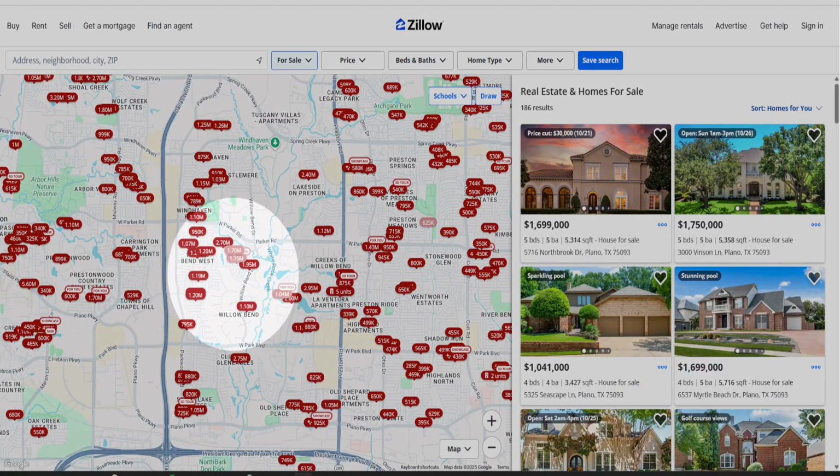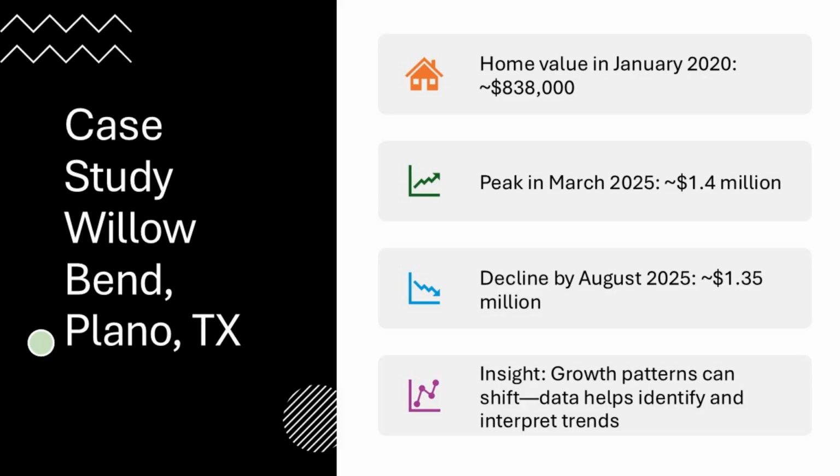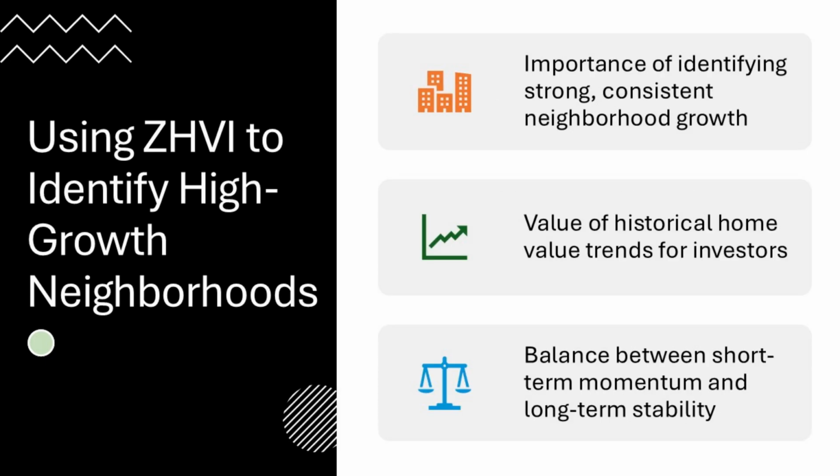For example, consider Willow Bend in Plano, Texas. In January 2020, the typical home value there was about $838,000. By March 2025, it had climbed to nearly $1.4 million, and then in September 2025, it dropped to $1.35 million. That remarkable growth and then decline highlights an important question. How can we consistently identify neighborhoods like this across different cities and states, and where can we find the data?